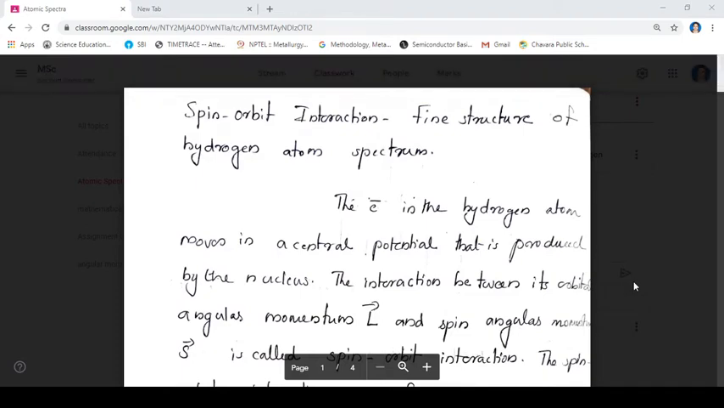Good morning, dear students. In the last few classes, we were discussing the hydrogen spectra, then orbital angular momentum and spin angular momentum, and today we will go a little bit deeper into hydrogen spectra. Today we are mainly looking into how spin orbit interaction leads to fine structure of hydrogen spectra.